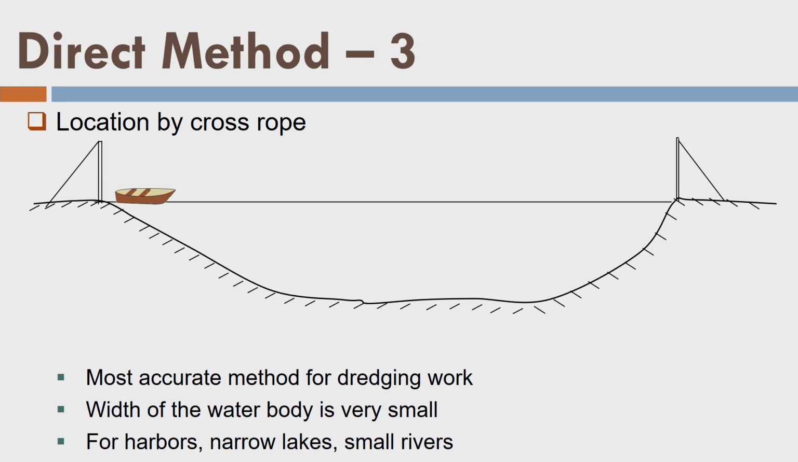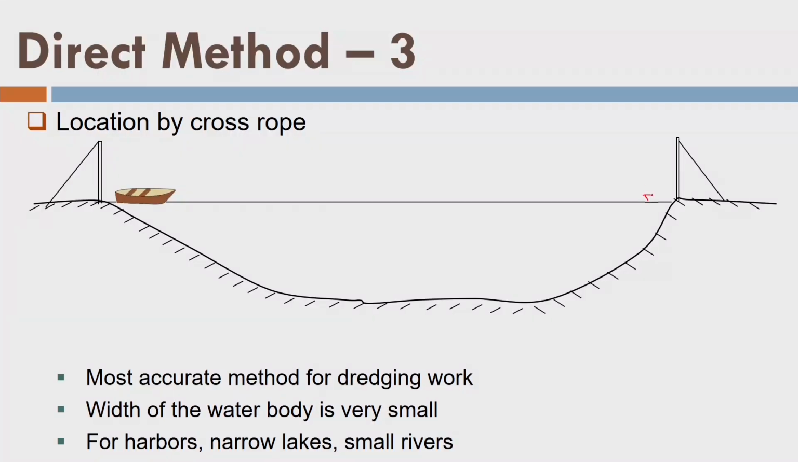Third direct method is location by cross rope. What is this cross rope? Let us say that the water body is small, 8 meter, 10 meter, 20 meter, something like that. So across this water body we can stretch a graduated rope. That means it's like a float line. Although a float line is needed when we want our reference line or our range line or our survey line to float over the water, right now the requirement is not like that. Now we are stretching the rope, and this is the water level here. So let's say the float line is across this point and this point.